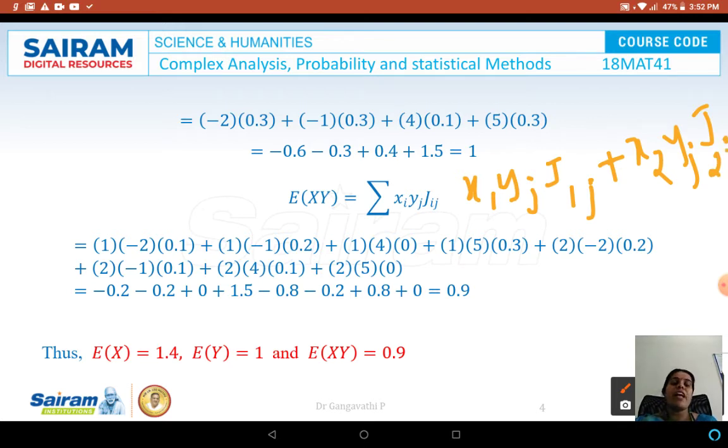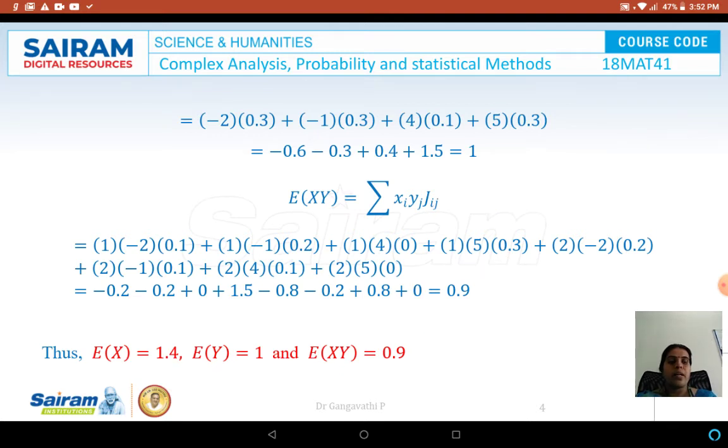Now we can give the value for j as 1, and we get 2 terms. When j is equal to 2, we get 2 terms. When j is equal to 3, we get 2 terms. And when j is equal to 4, we get 2 more terms. So totally we will have 8 terms. On substituting x1, y1, f11, x2, y2, f22 and so on, we get this expansion, and on substituting and simplifying, we get the expectation of xy to be 0.9. So the first sub question is answered: E of x is 1.4, E of y is 1, and E of xy is 0.9.